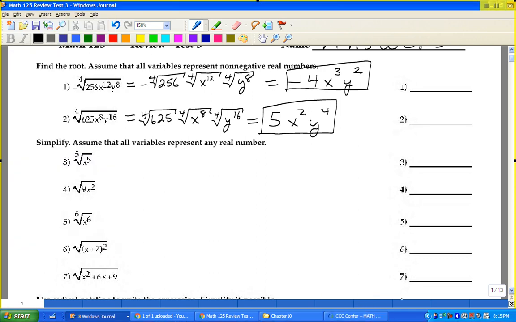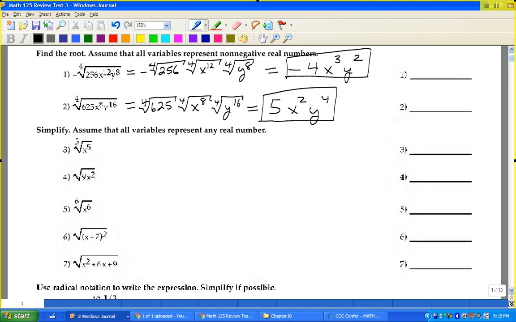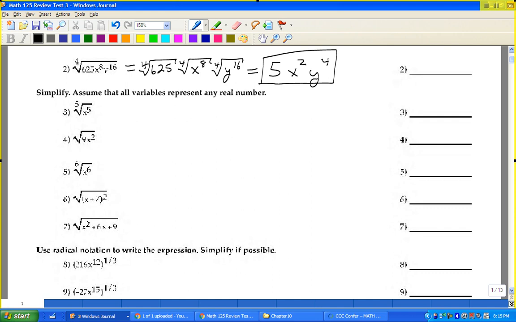Okay. Simplify. Assume that all variables represent real numbers. So in this case, we're going to have to be careful because they do allow both positive and negative variables. Okay, so the fifth root of y to the fifth, well, 5 divided by 5 is 1. It is an odd power, so I don't have to worry about any absolute value.